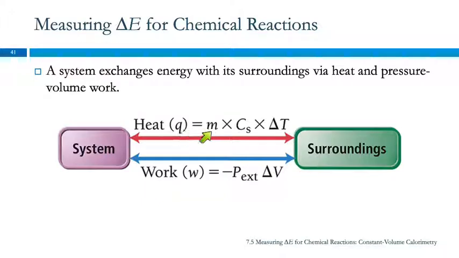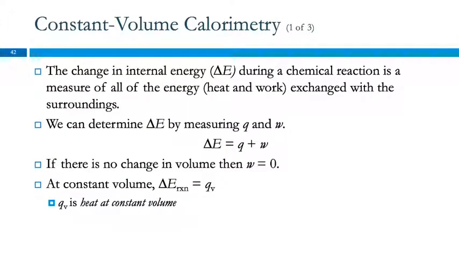Heat, Q, is mc delta T, and work, W, is negative external pressure times change in volume. And the change in energy is the sum of those two. So delta E is equal to Q plus W. Well, that gets kind of messy. There's a lot of things to measure to do that.